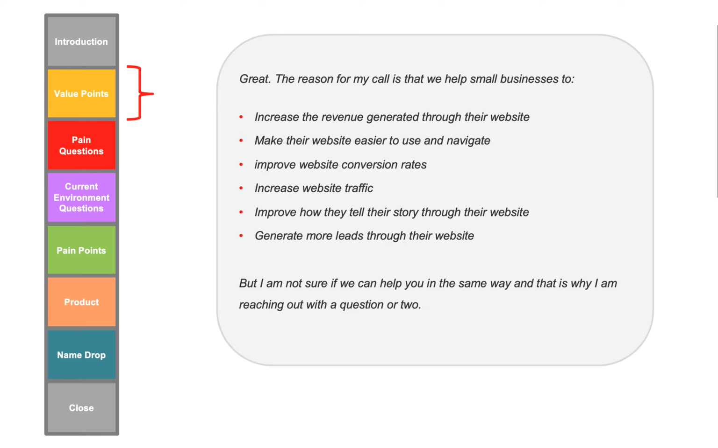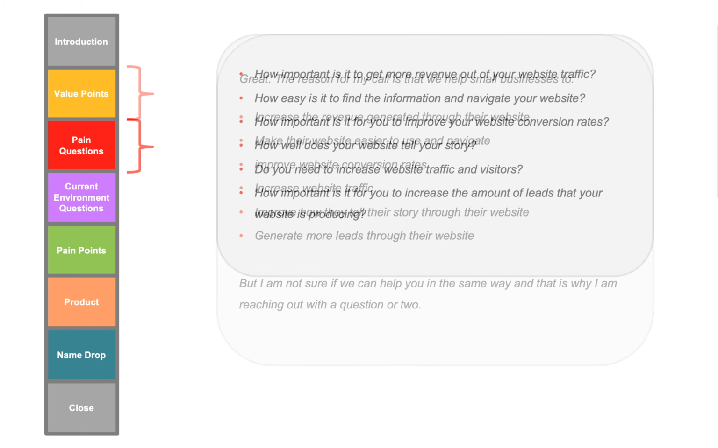So great. The reason for my call is we help small businesses. And then, by the way, there are 6 bullet points here. You by no means should read all 6 bullet points. This is just a menu of things you could say. These are your talk tracks. So say 1 point. If your points are all short, you could say 2 or 3. The reason for my call is we help businesses to increase the revenue generated through their website. I'm not sure if we're a good fit with you. That's why I'm reaching out with a question or two.